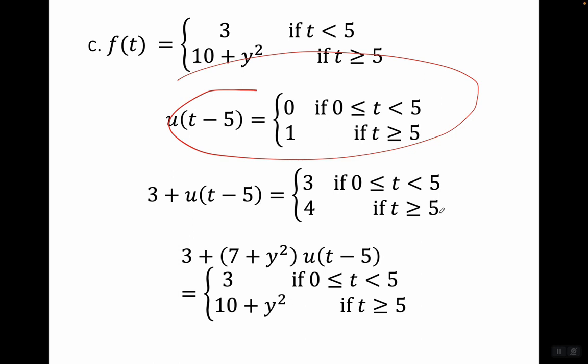That's not good enough. We want it to be 10 plus y squared. We don't want it to just be 4. So let's multiply u of t minus 5 by 7 plus y squared. That way, the function is 3 when t is less than 5, but when t is greater than or equal to 5, then we get all of this stuff. We get 10 plus y squared.